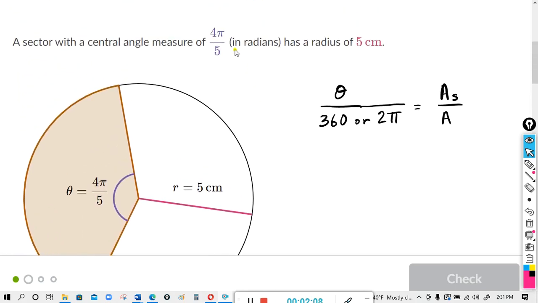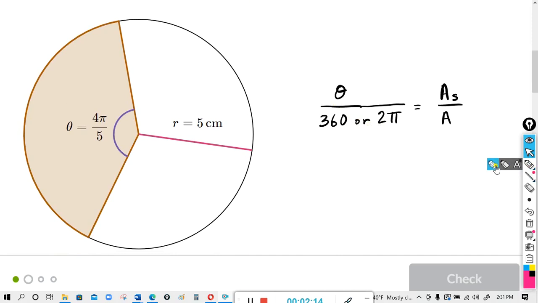so since we're dealing with radians, we want to use 2 pi, not 360. All right, so I'll get rid of the 360 for this one. Okay, so in place of theta, I'm going to write 4 pi over 5. And the denominator, I'm going to use 2 pi. The area of the sector is what we're solving for.